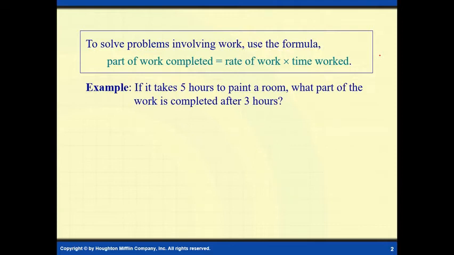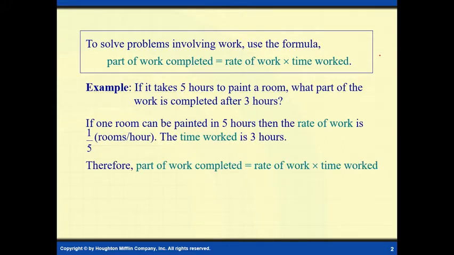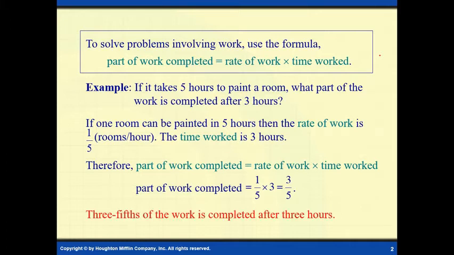Alrighty, example: if it takes 5 hours to paint a room, what part of work is completed after 3 hours? If one room can be painted in 5 hours, then the rate of work is 1/5 rooms per hour. The time worked is 3 hours, okay? So we know that part of the work completed is equal to the rate of work, which in this case is 1/5 rooms per hour times the time worked of 3 hours. So notice we just multiply 1/5 times 3 is equal to 3/5. So far, all of this is just fractions, right? So 3/5 of the work is completed after 3 hours.